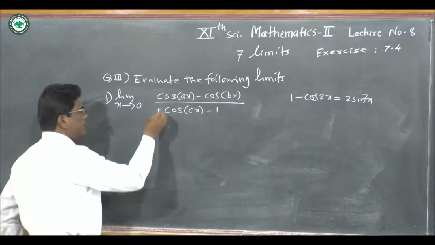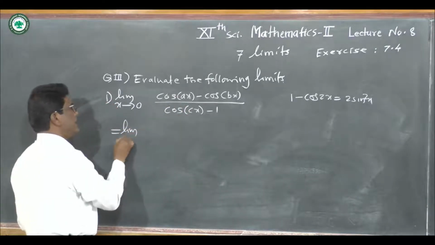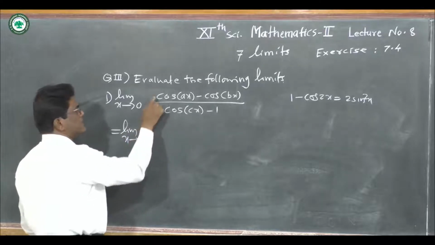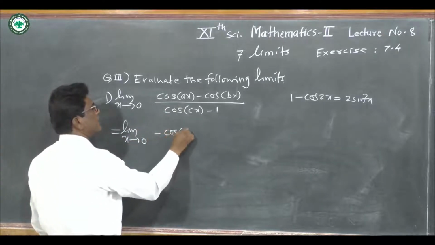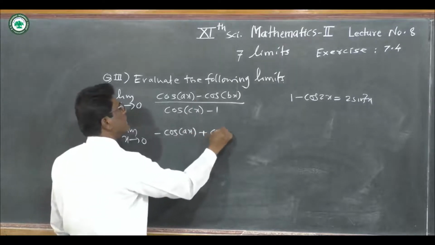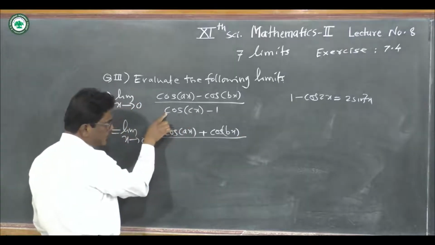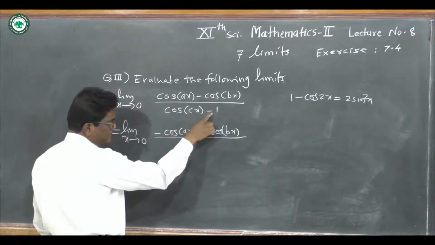So multiplying by minus 1 to numerator and denominator, we get limit as x tends to 0. This becomes minus cos of ax, minus minus becomes plus cos of bx, and divided by minus cos of cx, and minus minus becomes plus 1.